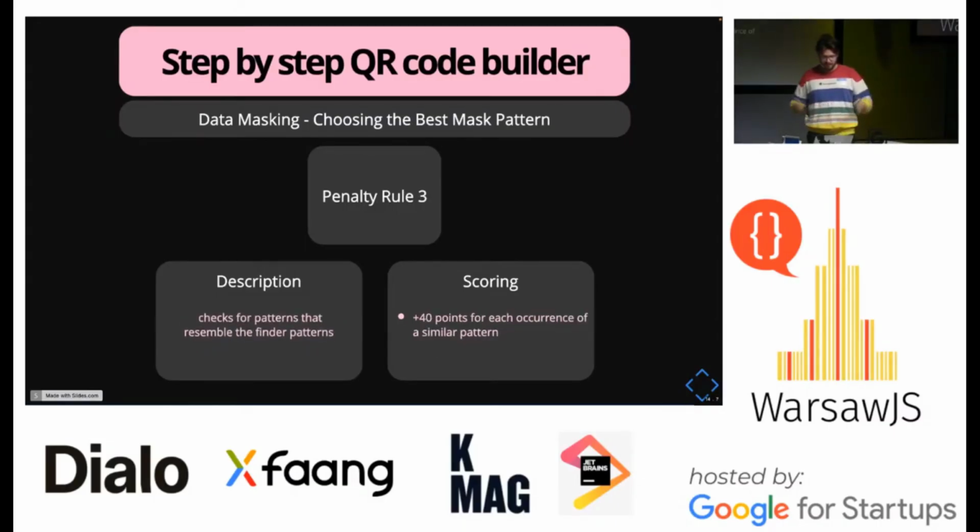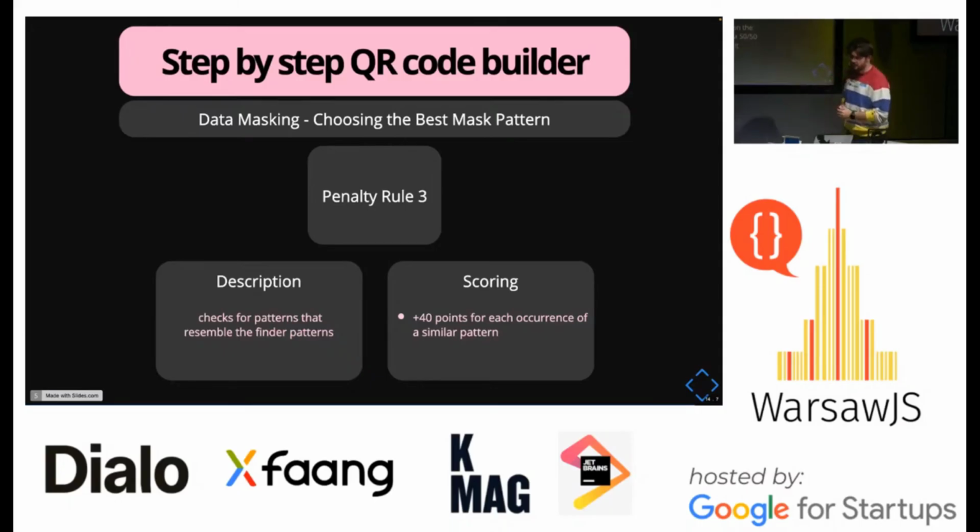Yeah, and now if there is any pattern that is like a timing module, like the finder pattern, like the others, you get an extra 40 points. So this is like you lose.